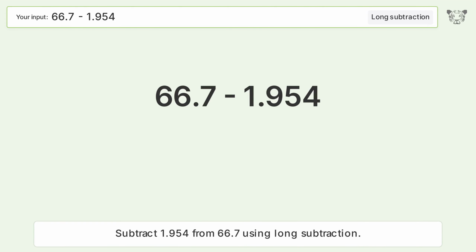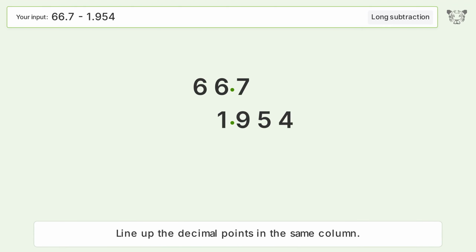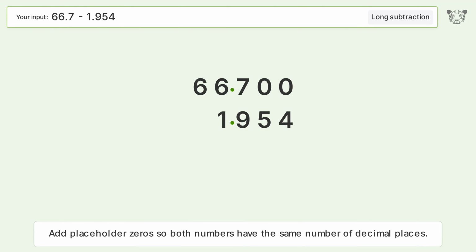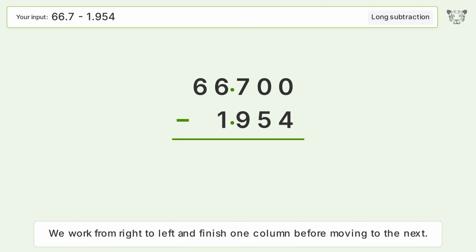Subtract 1.954 from 66.7 using long subtraction. Line up the decimal points in the same column. Add placeholder zeros so both numbers have the same number of decimal places. We work from right to left and finish one column before moving to the next.